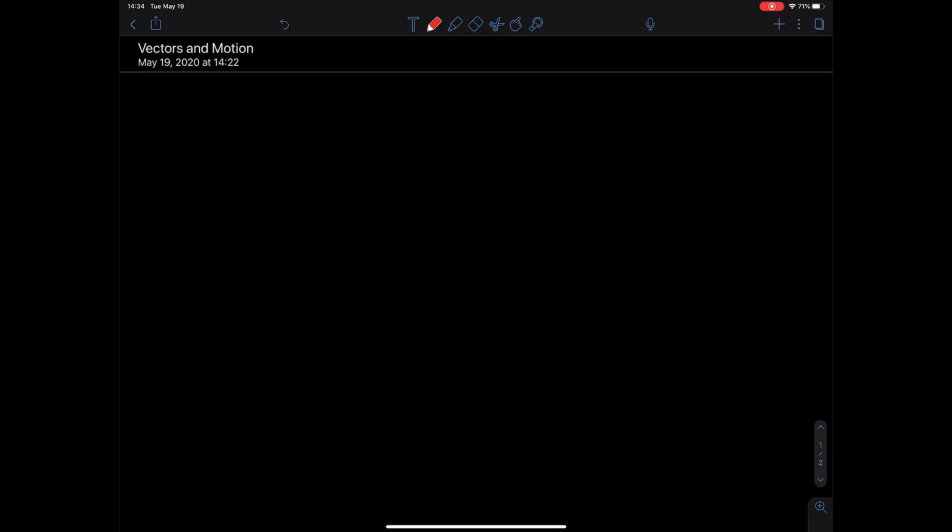Okay, so we've talked about vectors and how to interpret them and think about them a little bit. So now let's apply vectors to 2 and 3 dimensional motion as the extension of one dimensional motion that we had in the last unit. So we'll just jump right in.